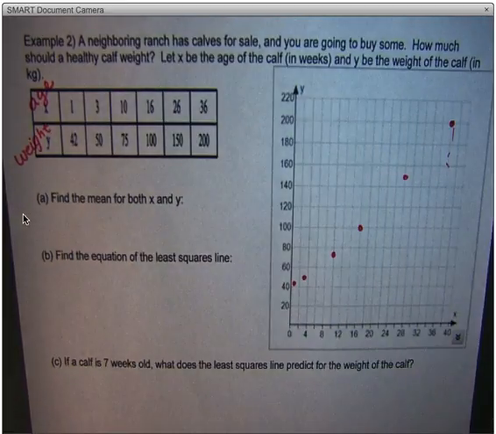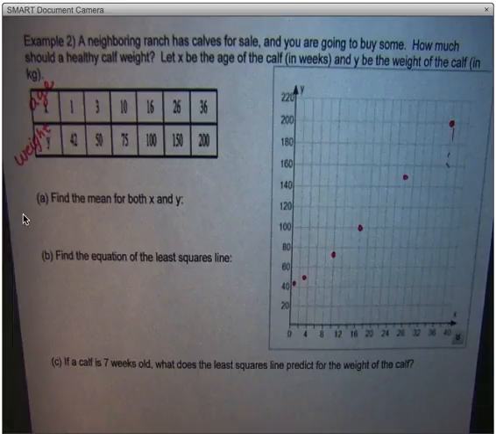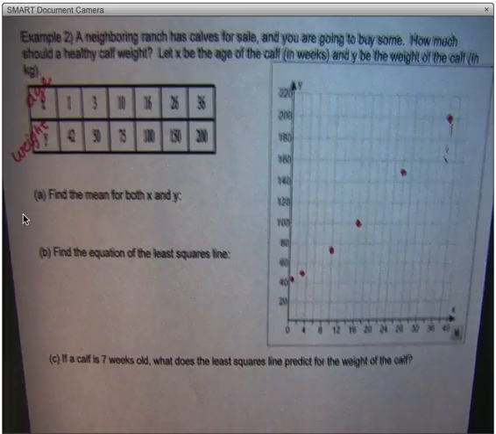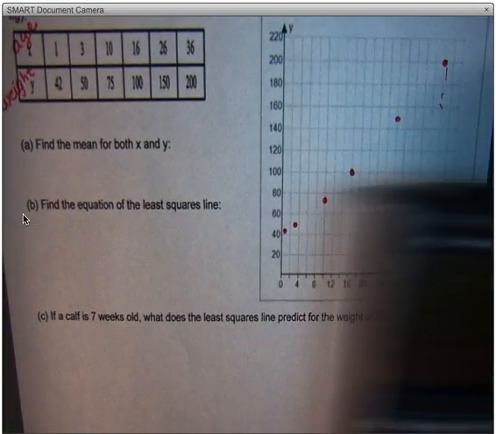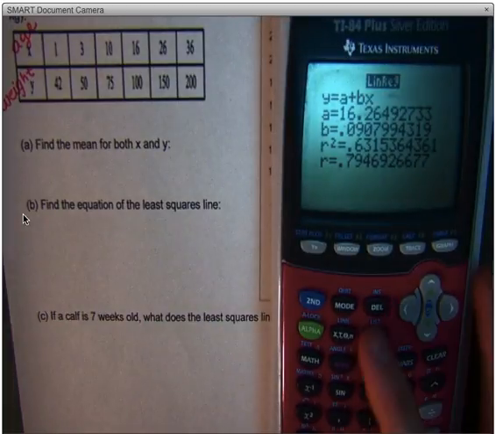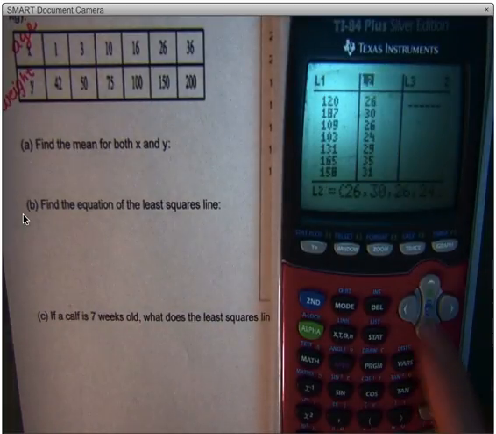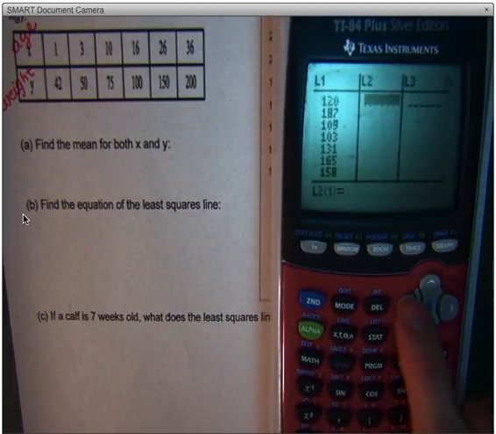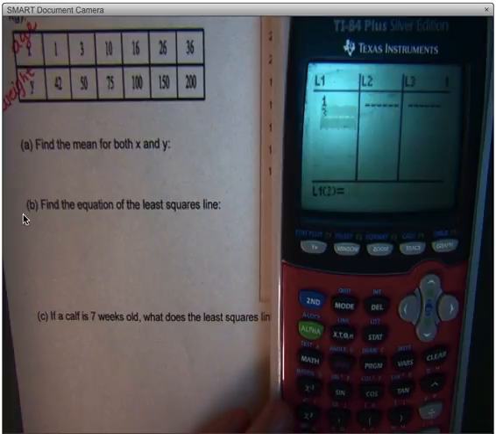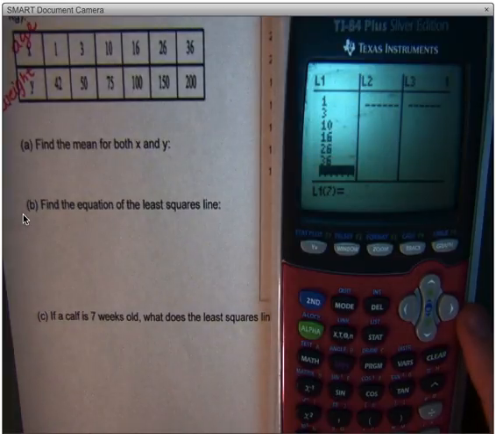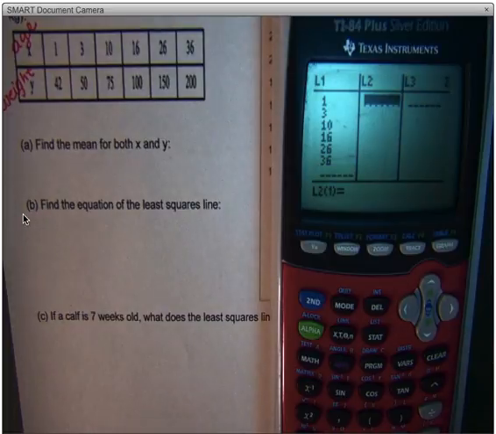Okay, so again, our points are pretty close to a straight line. So it should be a pretty high positive correlation. Okay, so let's enter our X values and our Y values. So we're going to go to Stat, Edit. Make sure you clear both of your lists. So under L1, let's enter the X values. So 1, 3, all the way to 36. Arrow over under list 2, do your Y values.